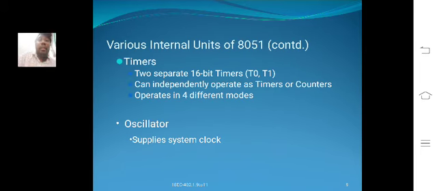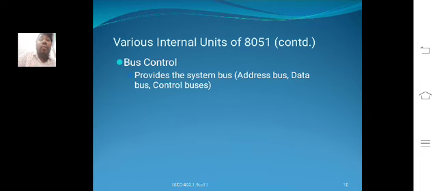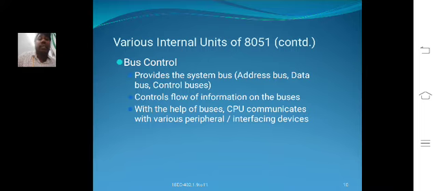Oscillator, it supplies system clock and bus control. It provides the system bus: address bus, data bus and control buses, and controls the flow of information on the buses. With the help of buses, the CPU communicates with the various peripheral and interfacing devices.